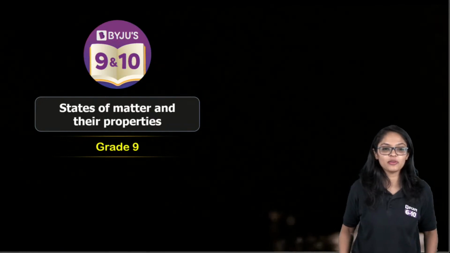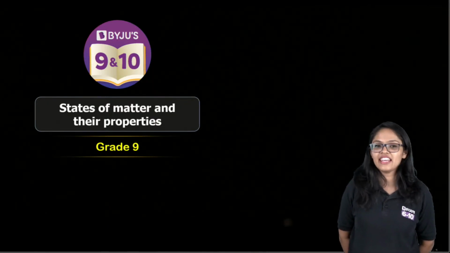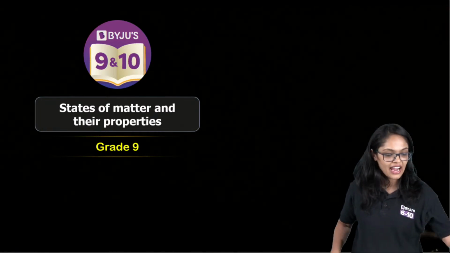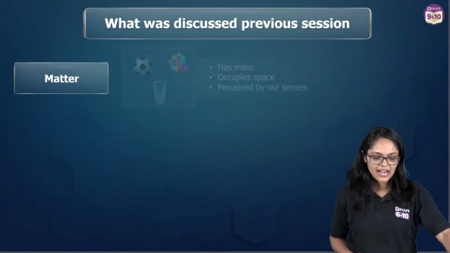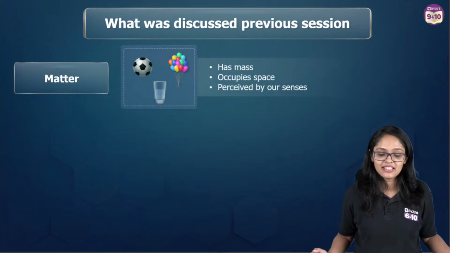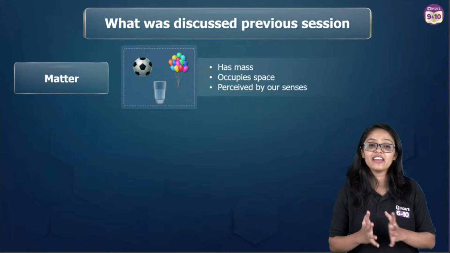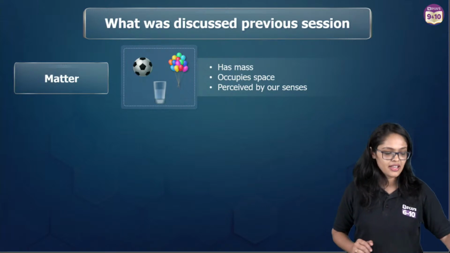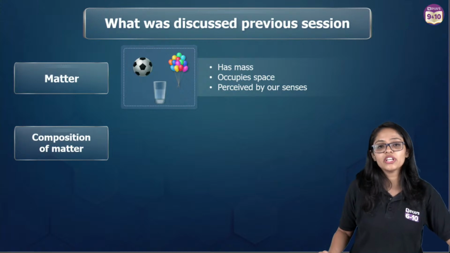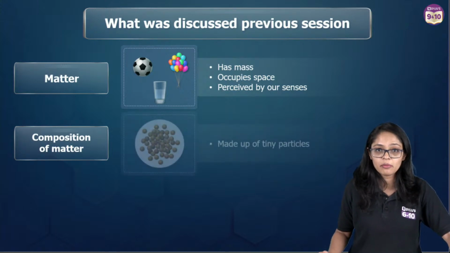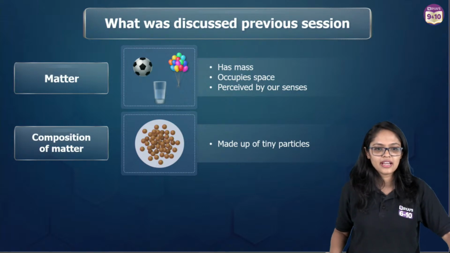Okay, let's get back to the business. If anybody hasn't watched the last video, in that video we discussed what is matter. Matter is something that has mass, occupies space, and is perceived by our senses. And we also discussed the composition of matter. What is matter made up of? It is made up of tiny particles.